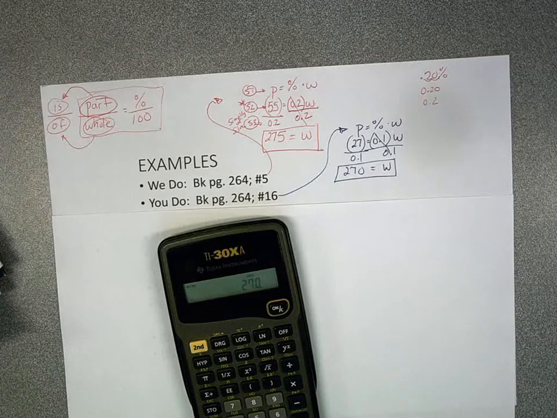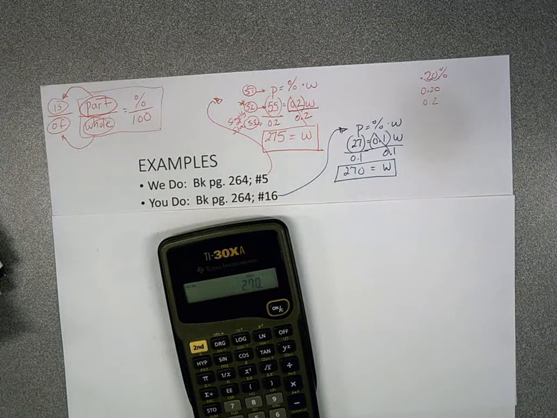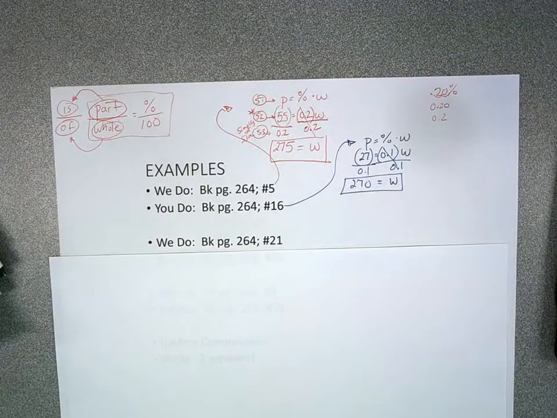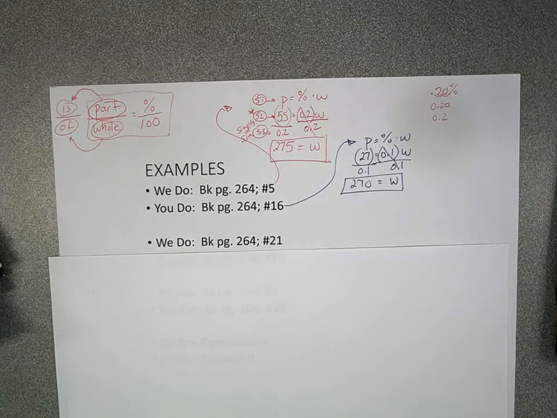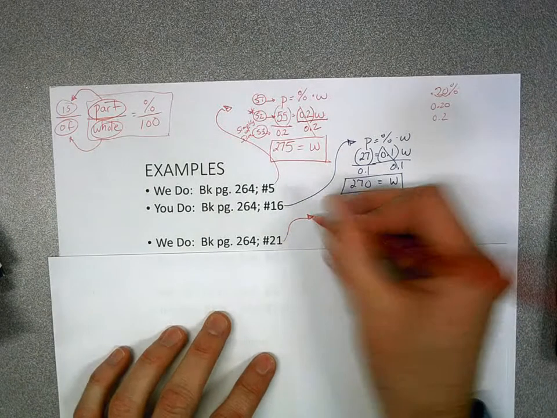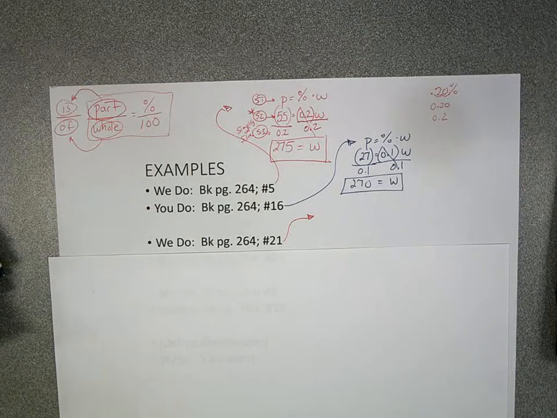All right. Questions on that type of problem? Okay. Let's take a look at page 264, and let's check out problem 21. It's the same steps. I'm going to add in a step during this. It's not so much an exact step, but we'll talk about it here. It says 33.8 is what percent of 130?